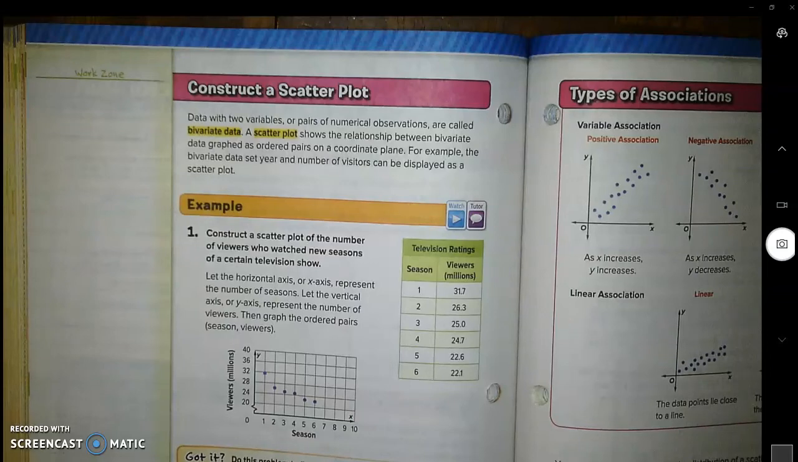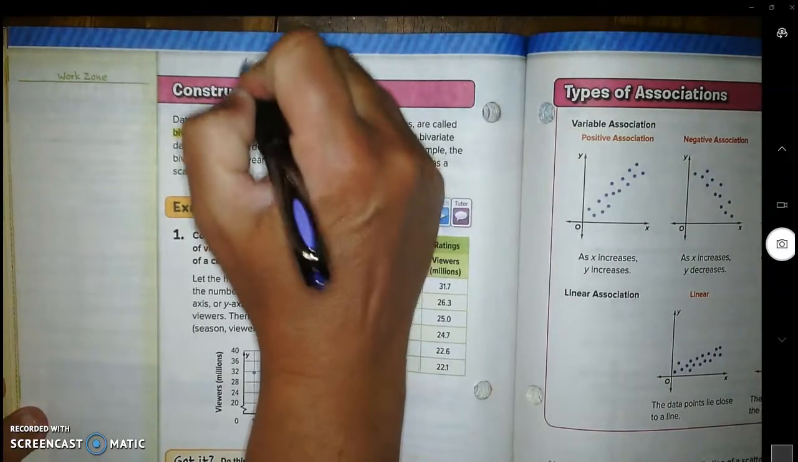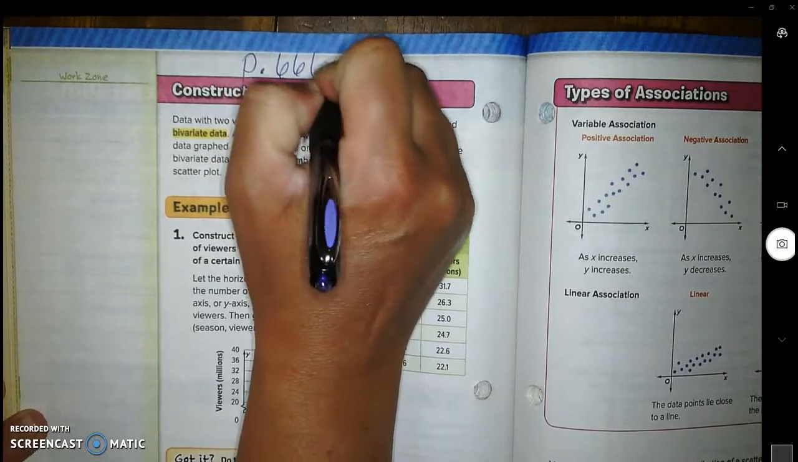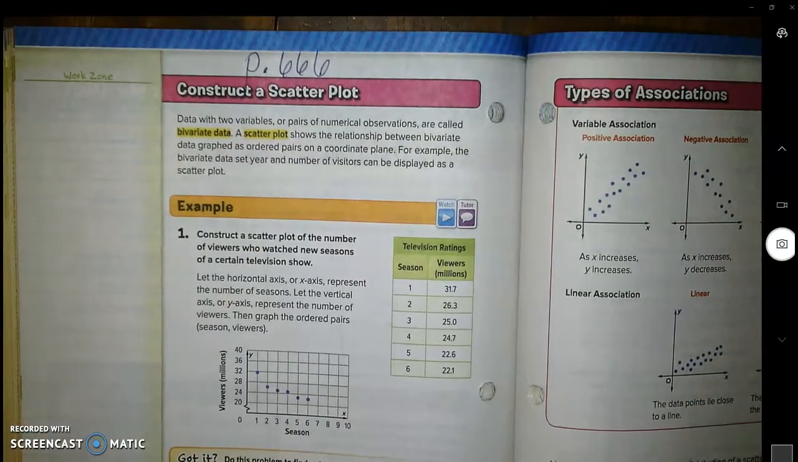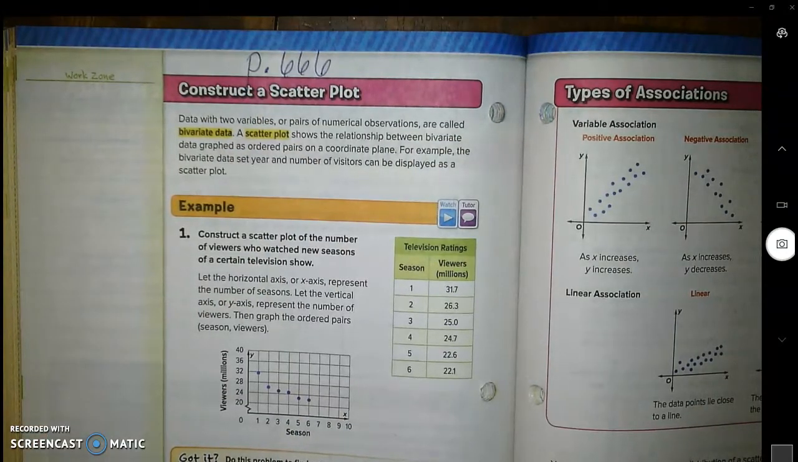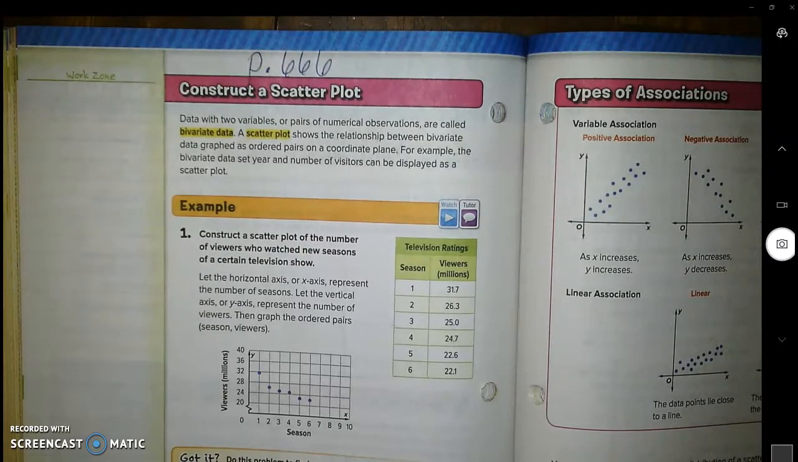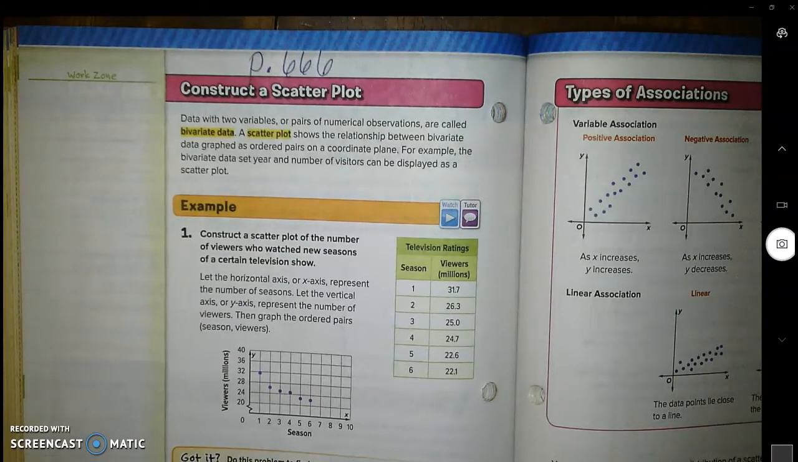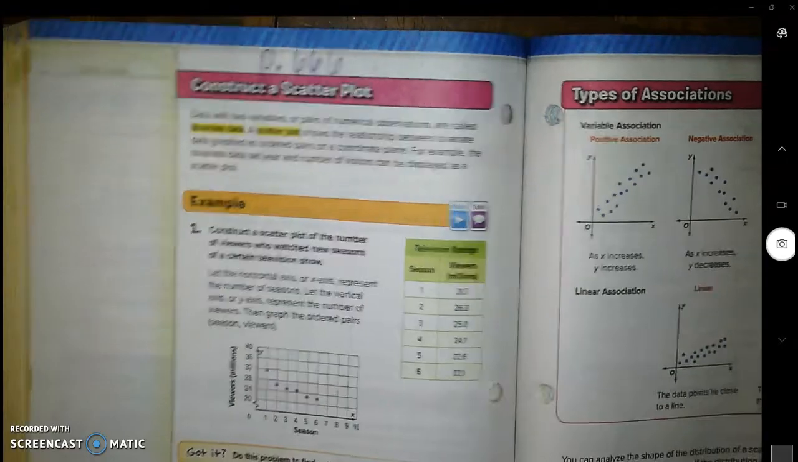Guys, so we're going to be doing scatterplots. So we are actually on the evil page 666. But we're going to be doing scatterplots today, and I've got to say they're absolutely super duper easy with the things that you need to do today, okay?